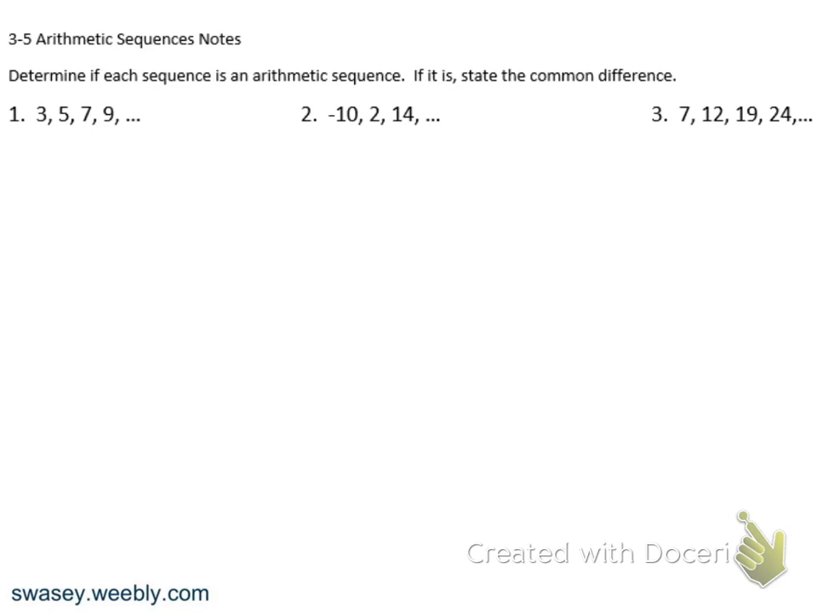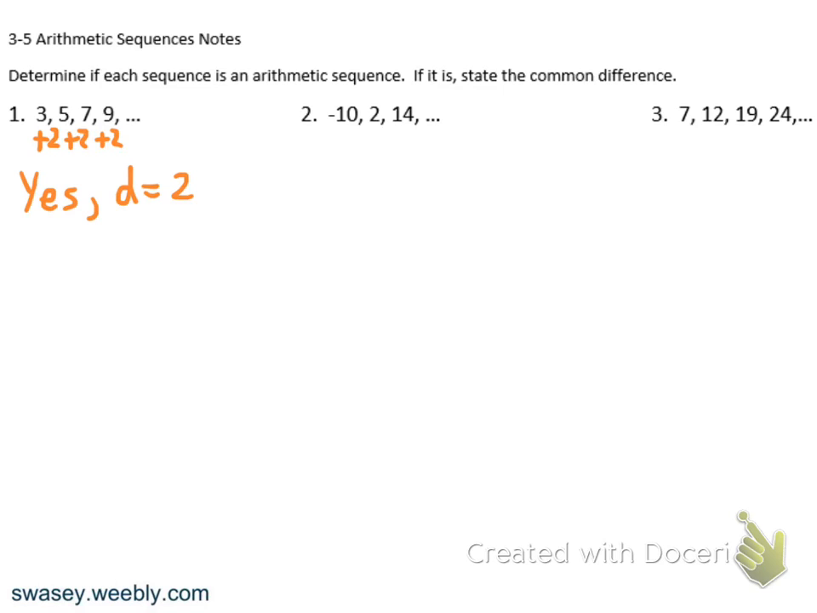Now, sometimes you can just look at it and tell what you're adding, like this first one, we're adding 2 each time. And so we'd say, yes, it's an arithmetic sequence. Our common difference is 2. We'll use D to represent that common difference.